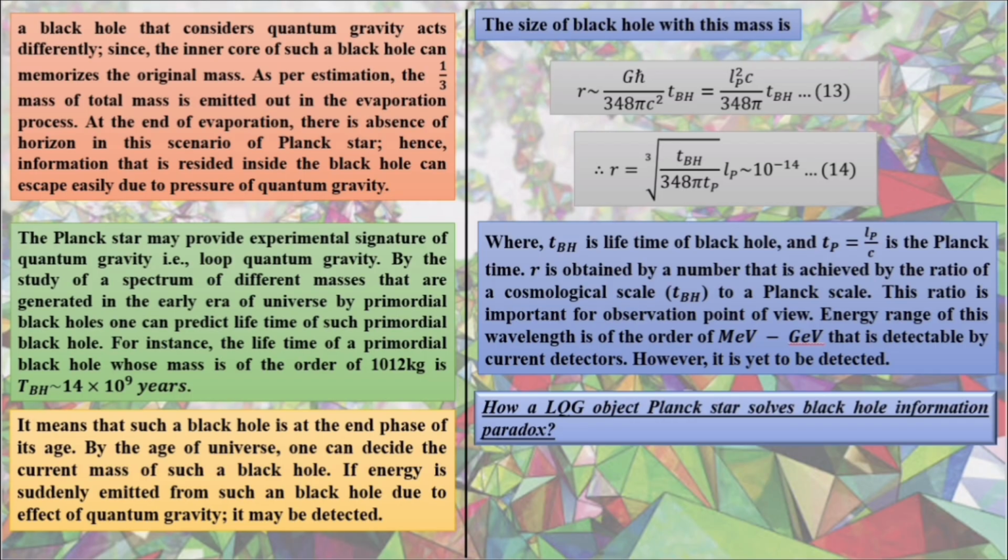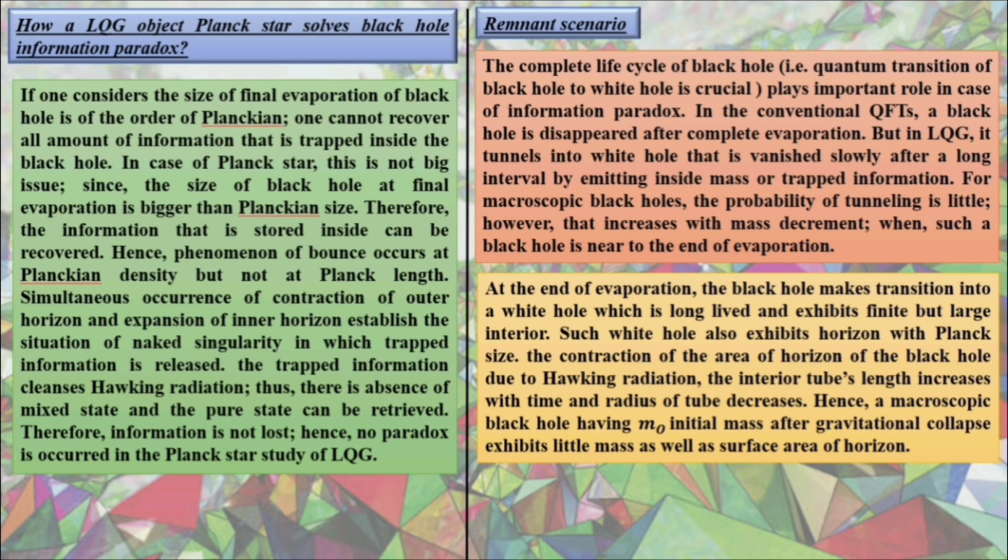This ratio is important from the observation point of view. The energy range of this wavelength is of the order of mega electron volts to giga electron volts, which is detectable by current detectors or current technology. However, this is yet to be detected. Let us see how a Planck star-like object resolves the issue of the black hole information paradox.